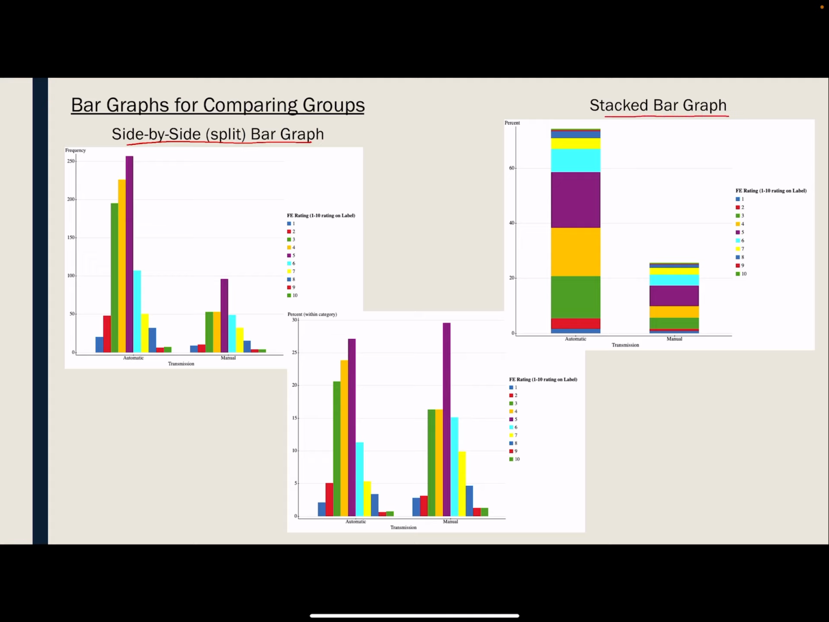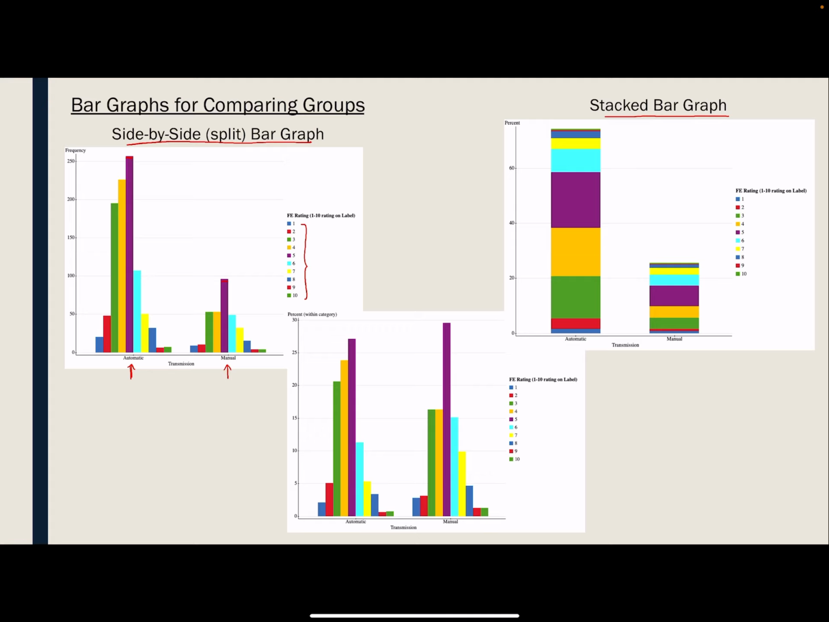I know this page is a lot to look at first, but what I did was I grouped them by automatic and manual, and then looked at the fuel economy rating. In this case, even though these are values, I looked at this as a qualitative variable, since they were whole numbers. And so I split this up, and when you look at the frequency table, meaning I'm looking at the counts, you can see that there are many more vehicles that are automatic than manual. Even the fuel economy rating of 5, which is this purple one, is so much higher in the frequency bar graph.